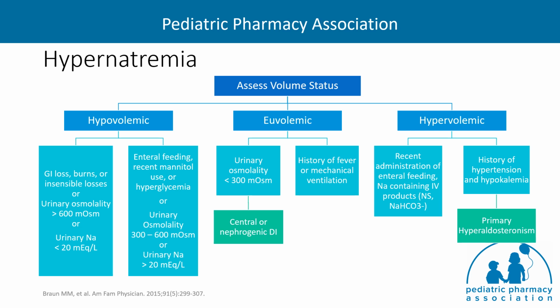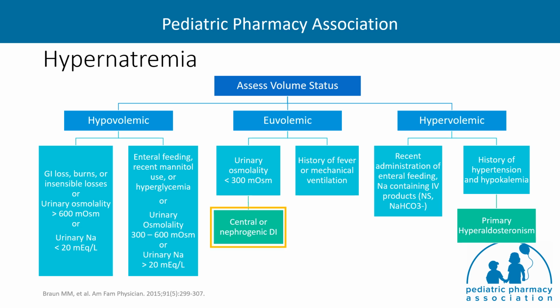In patients with hypovolemic hypernatremia, this can be seen in patients with body fluid losses, like burns and excessive sweating, diuretic use, GI losses including vomiting and diarrhea, heat injuries, and osmotic diuresis. Patients that are euvolemic and hypernatremic may have central diabetes insipidus or nephrogenic diabetes insipidus if their urine osmolality is low, or they may have hypernatremia secondary to fever or mechanical ventilation. In patients that are hypervolemic and hypernatremic, it's most likely due to recent administration of enteral feeding or sodium-containing IV products, as well as a history of hypertension or hypokalemia could signify primary hyperaldosteronism.